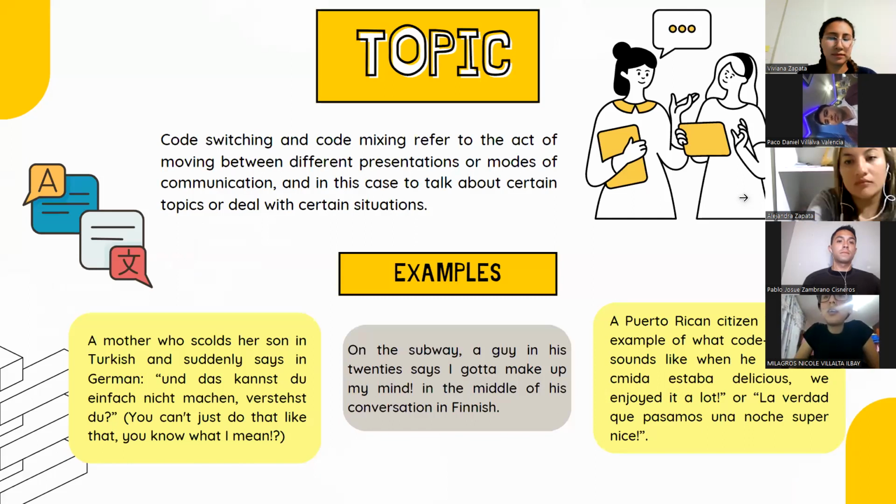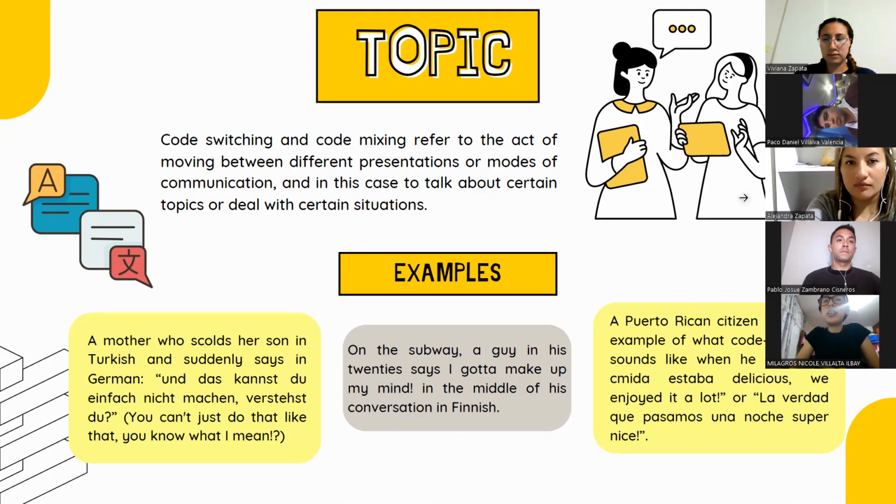I'm going to talk about the topic. Code switching is the act of moving between different presentations or modes of communication, and in this case, talking about certain topics. This can be an act of self-preservation or performance in a situation with unequal power dynamics. For example, on the subway, a guy in his 20s says, "I'm gonna make up my mind," in the middle of his conversation in Finnish.